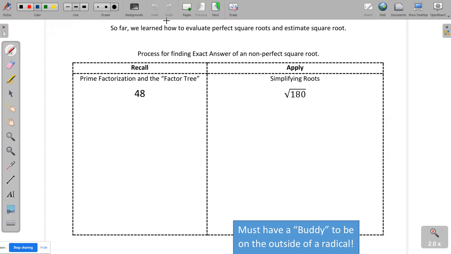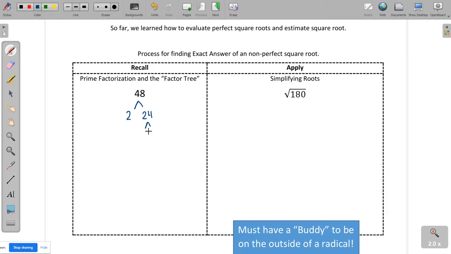So let's recall a factor tree. We're going to find the prime factorization of 48. So what numbers divide 48? If we start small, 2 goes into 48, and 2 goes into 48 24 times. And then we can break open 24.